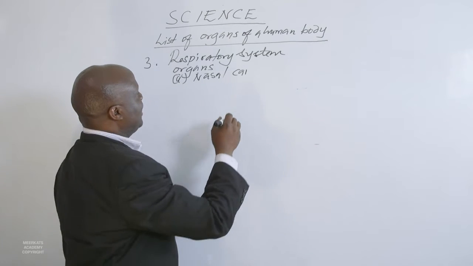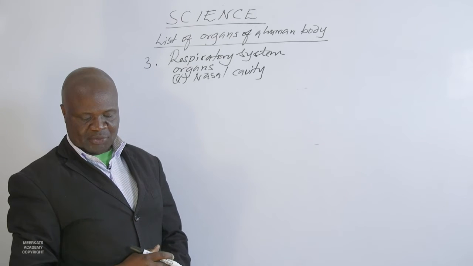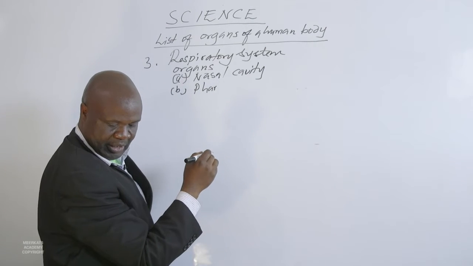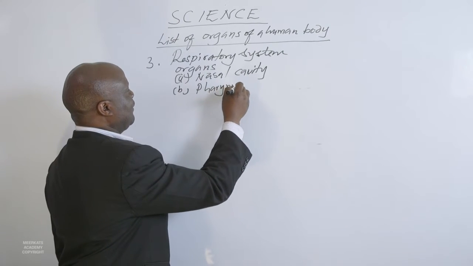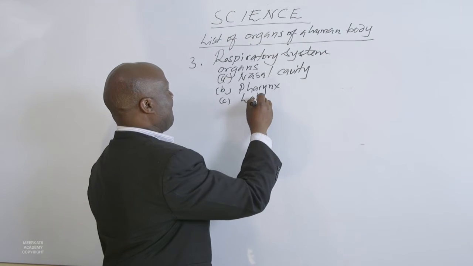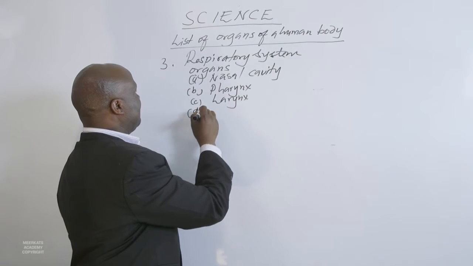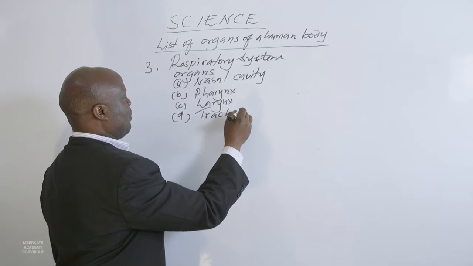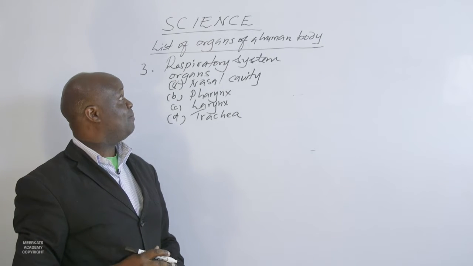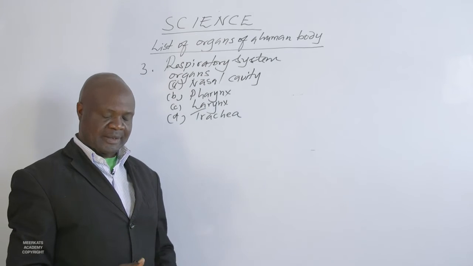Under the nasal cavity, we shall come and see the nostrils. So we have the nasal cavity, then the pharynx. Then C, we have the larynx. From the larynx, we have the trachea. The trachea is part of the respiratory system. When we're talking about the respiratory system, this is the breathing system.